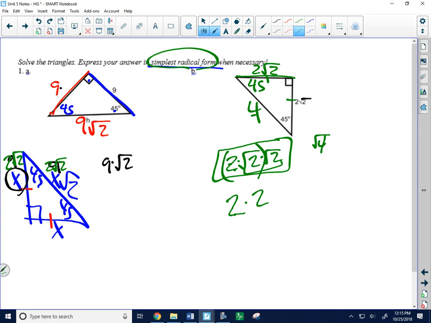Sometimes this throws students for a loop because they're like, wait, doesn't the hypotenuse have to have a radical in it? No, this is just like the ratio. It's 1 to 1 to radical 2. It could have a radical 2, it most likely will, but since this one already was a radical 2, no, it doesn't have to. When we simplify, it's just 4.